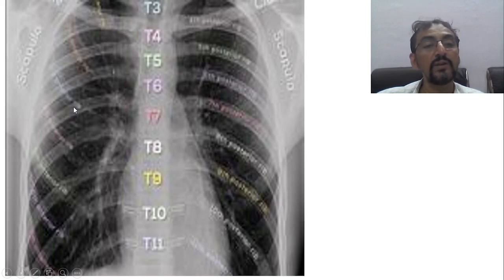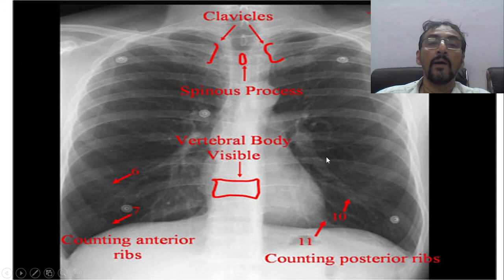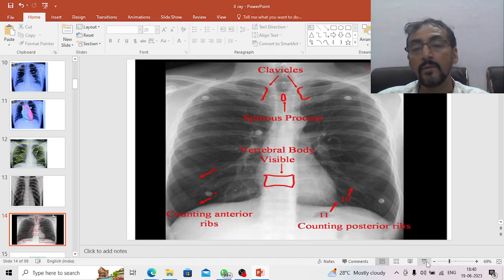This is 1 2 3 4 5 6. Okay, तो intercostal space ये एक ऐसा नहीं है, ऐसे आता है. देखो ये एक intercostal space है, ये एक intercostal space है, ये एक space है, ये एक space है. So we have to calculate like that. Okay, now counting the posterior rib, counting the anterior ribs.